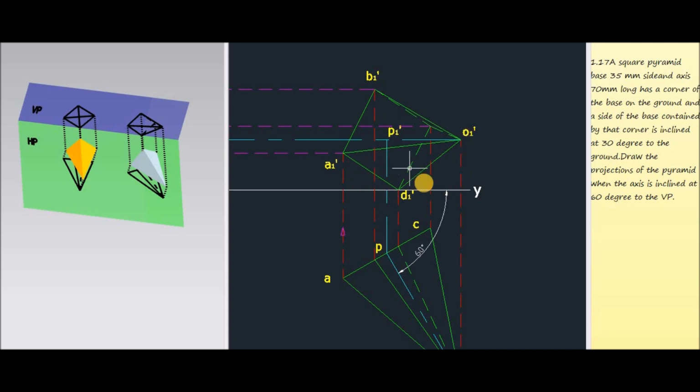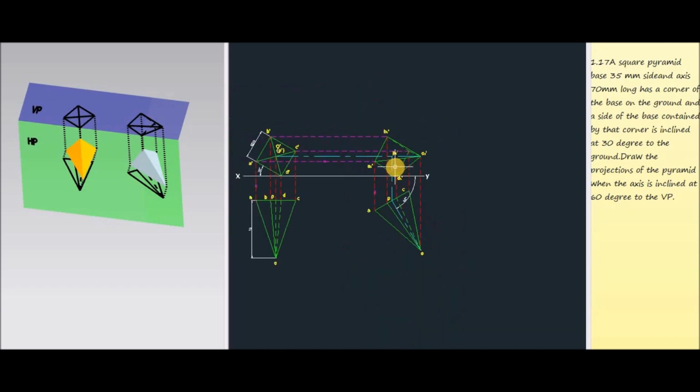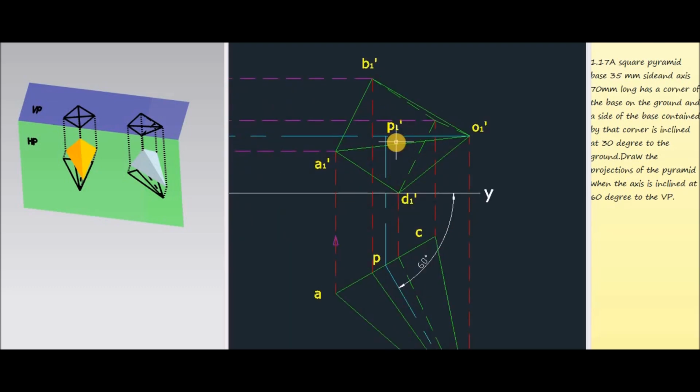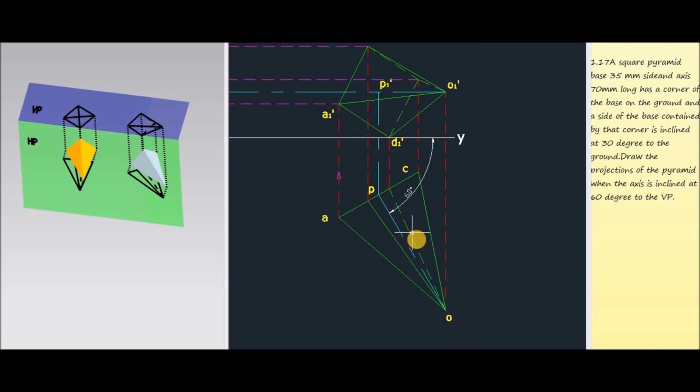Then complete this figure. This figure represents the final condition, that is when the square pyramid is resting on one of its base corners D, with one of the base edges making 30 degrees with the horizontal plane, and again it is tilted so that the axis makes 60 degrees with the vertical plane. So this one is the final front view and this one is the final top view.